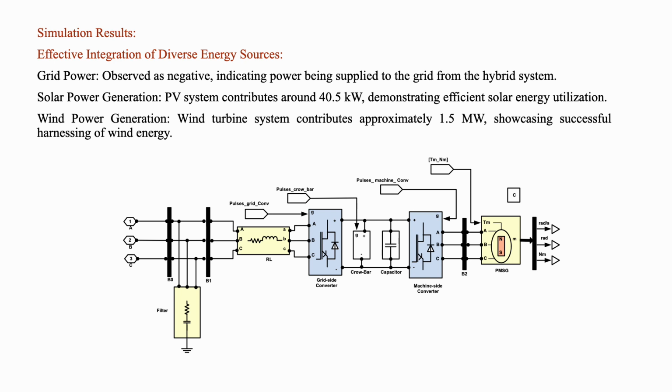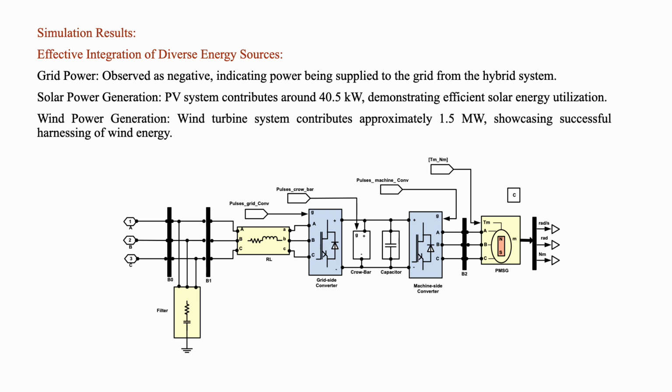Now the simulation result. The first one, I will show you the effective integration of diverse energy sources. The grid power is observed as negative, indicating power being supplied to the grid from the hybrid system. The solar power generation: the PV system contributes around 40.5 kilowatt, demonstrating efficient solar energy utilization. The wind power generation: the wind turbine system contributes approximately 1.5 megawatt, showcasing successful harnessing of the wind energy.